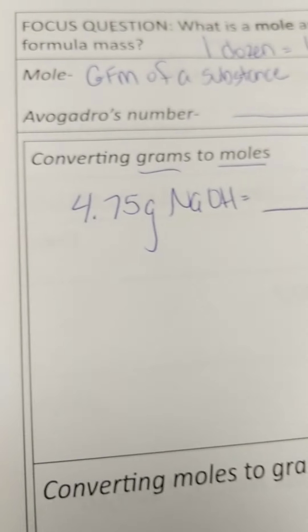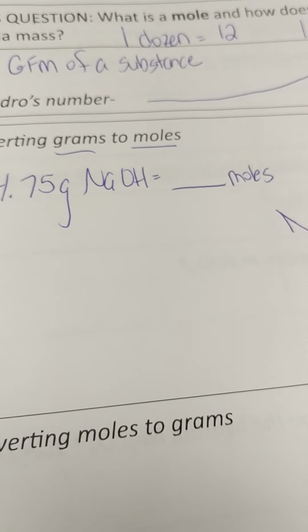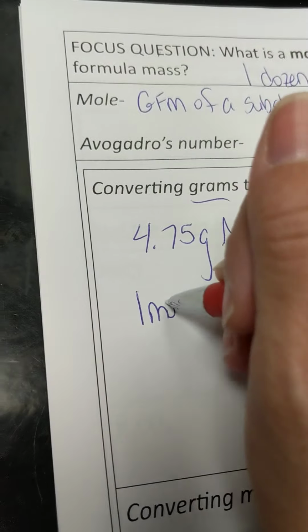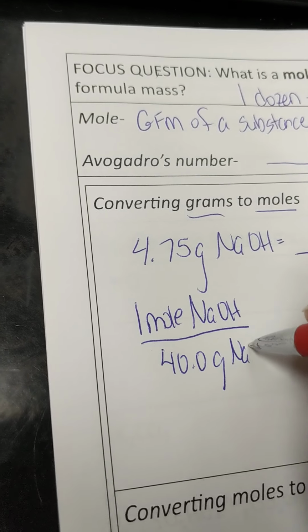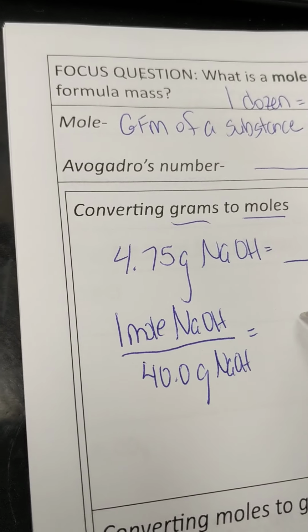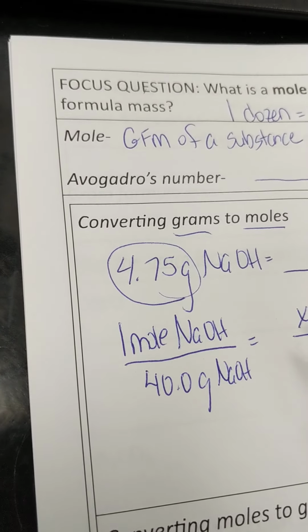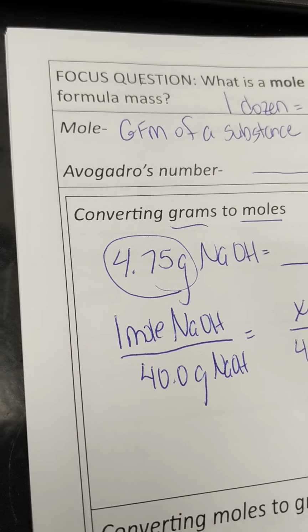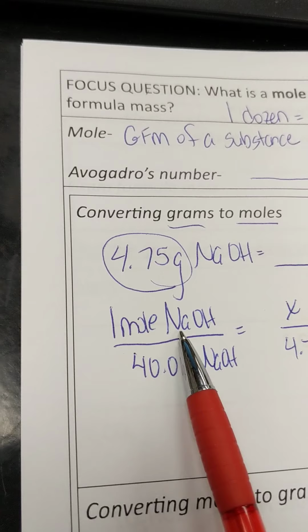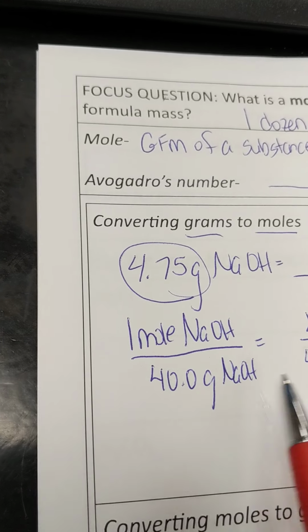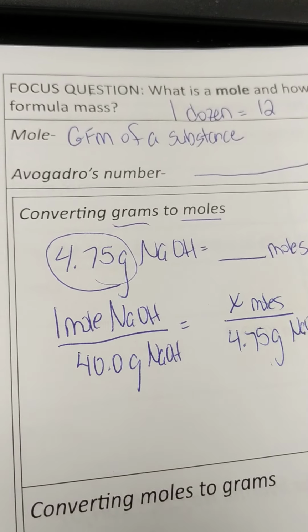So I'm going to set up a proportion and cross multiply. If I know that 1 mole of NaOH is 40 grams, I'm going to set up that ratio. So 1 mole of NaOH is 40 grams. I want to know how many moles there are in 4.75 grams. Grams and grams match up on the bottom, and moles match up on the top.